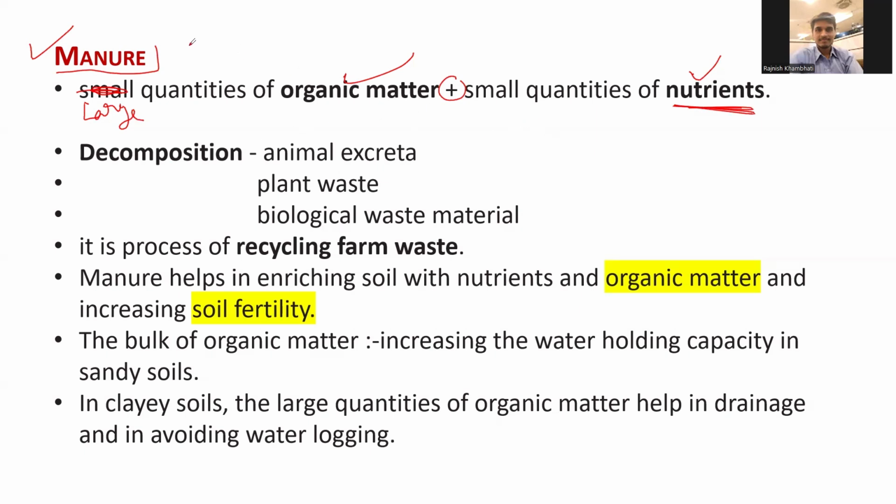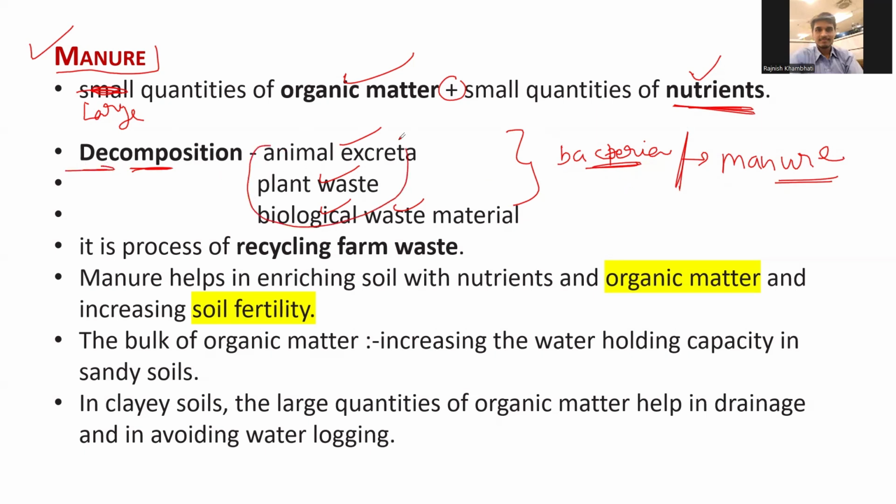And what is manure? See, animal excreta, plant waste, or biological waste, whatever organic matter is there, undergoes the process known as decomposition with the help of bacteria and microorganisms. Bacteria will eat them, and the process is known as decomposition. In the end, they will turn into manure. This is the shortest way I am saying it. So the decomposition of all these things will make the product, and that is known as manure.